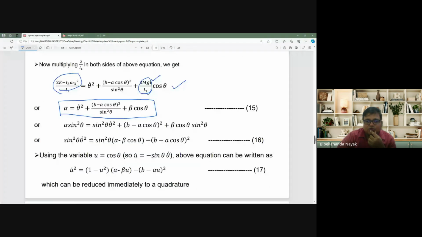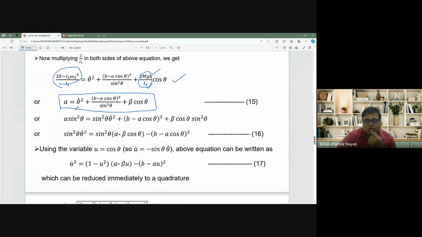From this equation, let's multiply sin square theta in each term. If you multiply sin square theta, it will be alpha sin square theta, theta dot square sin square theta, b minus a cos theta whole square, and beta cos theta sin square theta. That is, sin square theta theta dot square is equal to sin square theta taking common, alpha minus beta cos theta, minus (b minus a cos theta) all square.